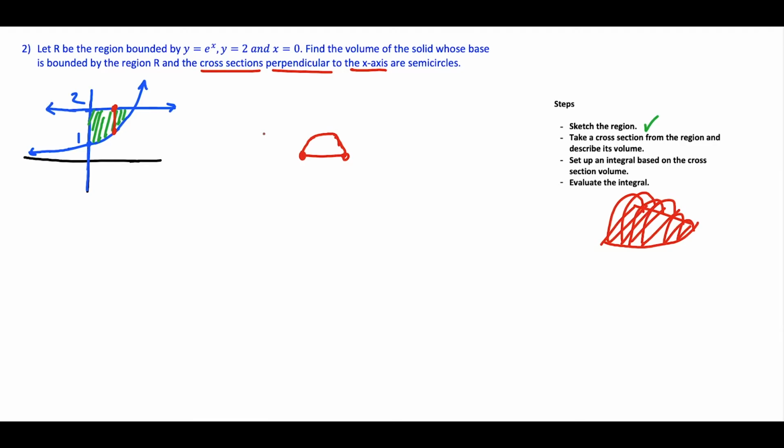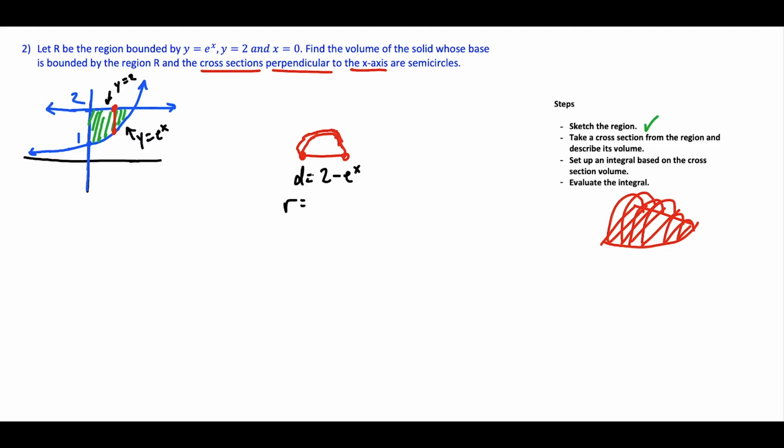So here, the challenge then becomes, how do we describe the volume of one slice here, one of these cross sections? And if we could describe the volume of one of these slices, then we could describe the volume of the entire thing. So what we need to be able to do here is say, what is the distance from this point here to this point here? And that's going to come from the equations. This is y equals 2, and this is y equals e to the x. So the distance all the way across is the diameter. The diameter is 2 minus e to the x.